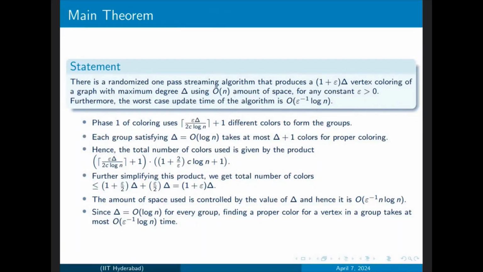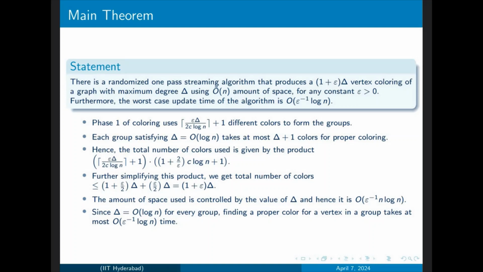So the main theorem states that there is a randomized one-pass streaming algorithm that produces a (1 plus epsilon) delta vertex coloring of a graph with a maximum degree delta using O tilde n amount of space for any constant epsilon. Furthermore, the worst case update time of the algorithm is big O of epsilon inverse log n. The proof of this theorem is straightforward.